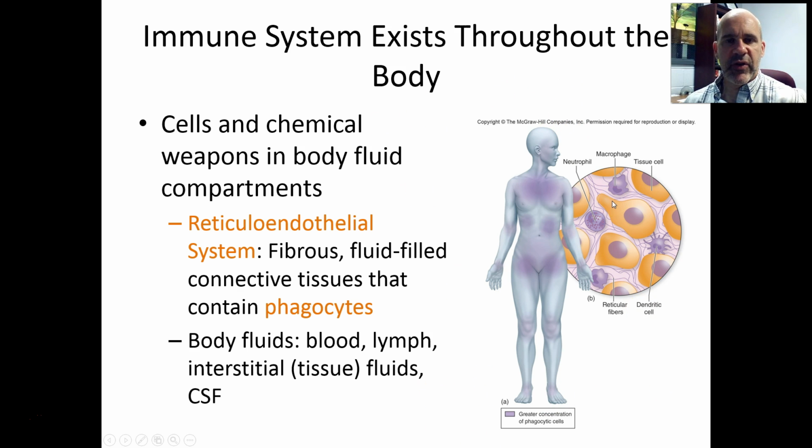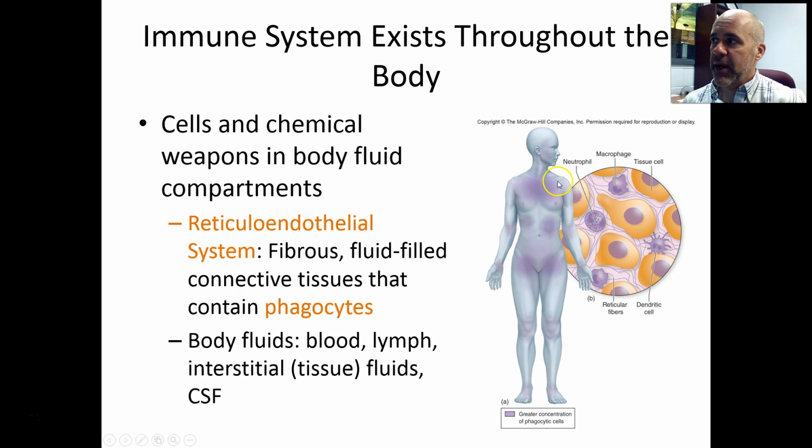This is a diagram of a human body over here, and what it's trying to show you is that these phagocytic cells are not always stationed in equal numbers in all parts of the body. There are certain areas of the body where they're concentrated in heavier numbers. And many of those are locations where microorganisms tend to invade or access the body.